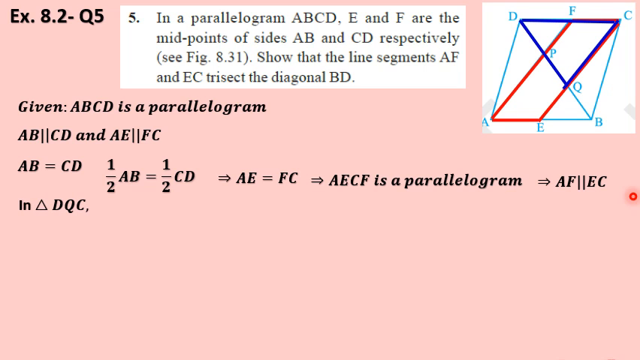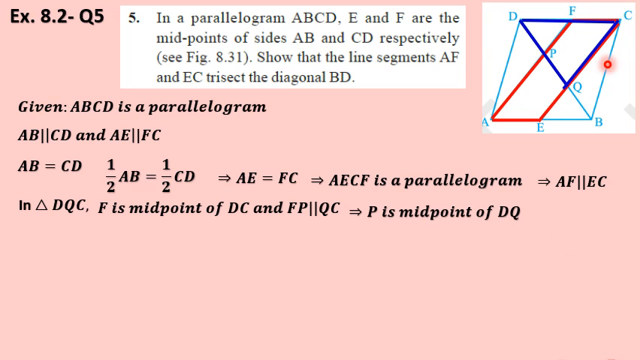Now, in triangle DQC, we know that F is the midpoint of DC and FP parallel QC, because AF parallel EC. So, FP parallel QC. That means P is the midpoint of DQ. So, DP equal to PQ.